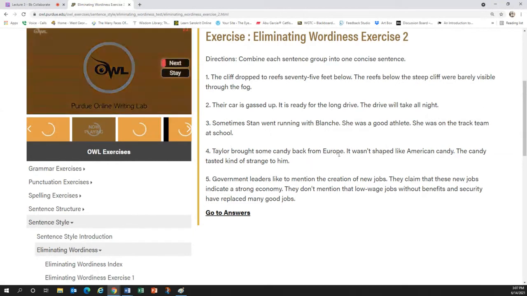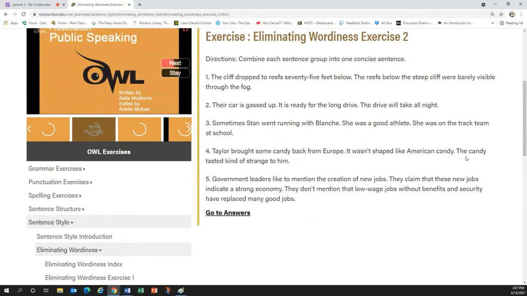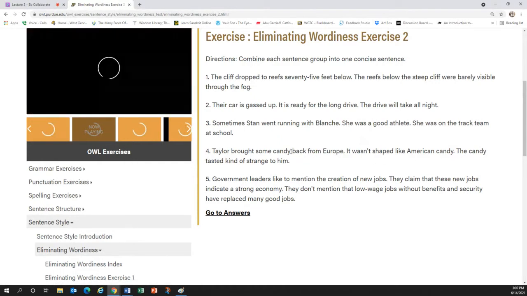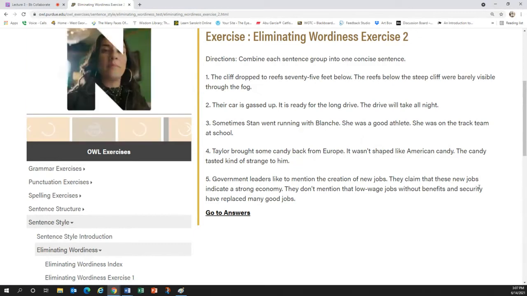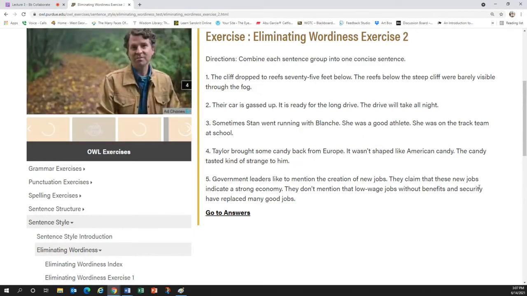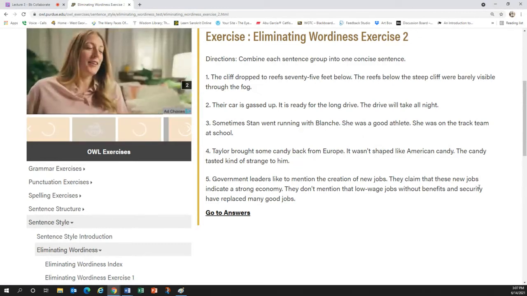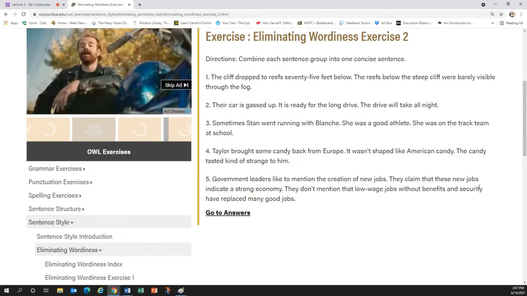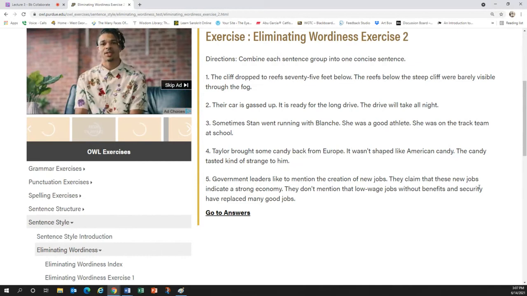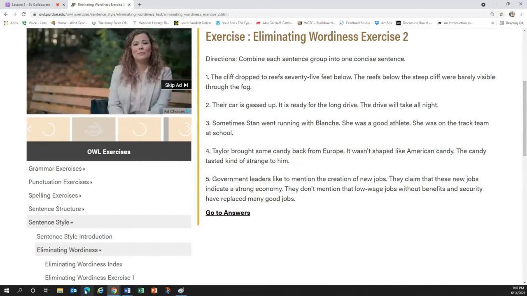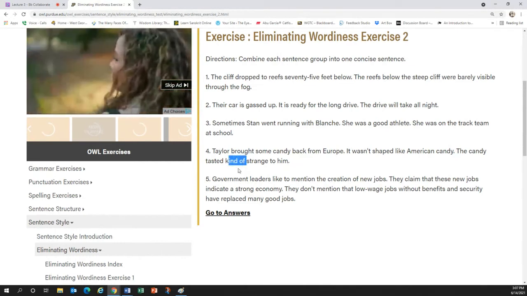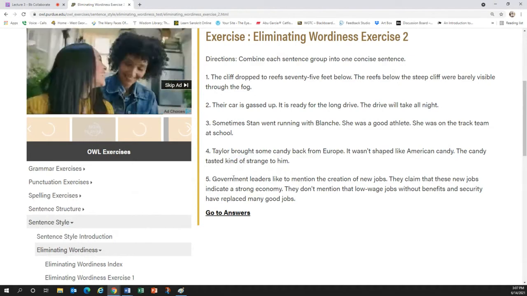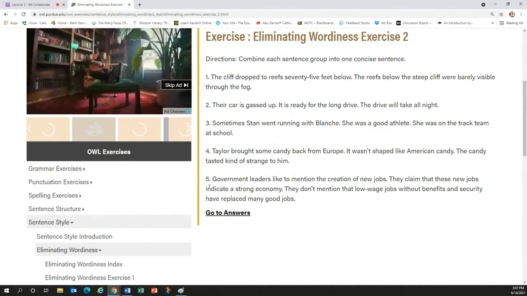All right. Taylor brought some candy back from Europe. It wasn't shaped like American candy. The candy tasted kind of strange to him. Taylor brought some candy back from Europe, which wasn't shaped like American candy and tasted strange to him. We don't need the "kind of." "Kind of strange" or "strange," it doesn't tell us much. I know I said we wouldn't finish them, but I lied.